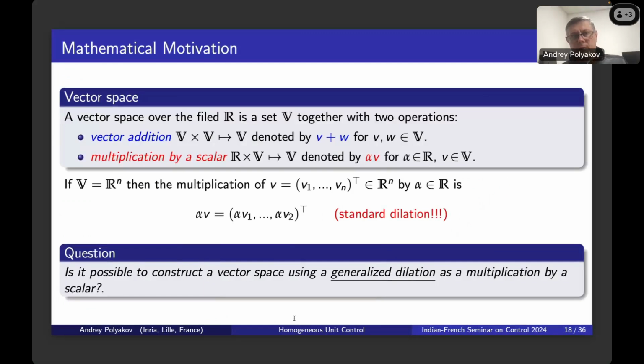And first of all, what can we use for the design and for understanding of the geometry of the system with linear dilations? In fact, we know that a vector space is a set of vectors with two operations, vector addition and multiplication by scalar.